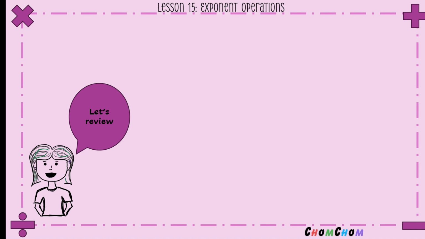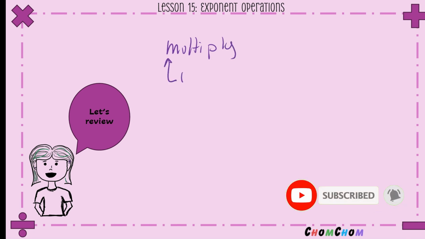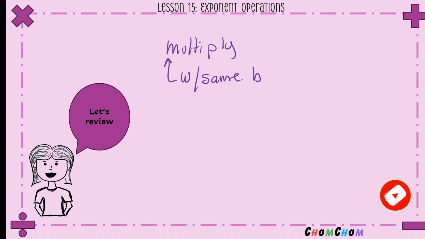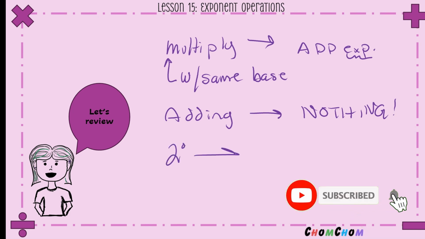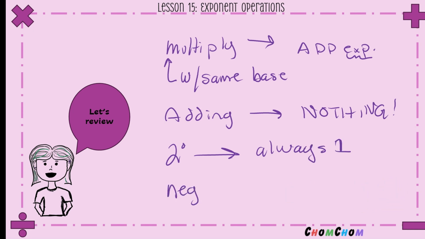Alright, now let's review. So multiply, of course this is with the same base, add exponents. This is shorthand for exponents. So now we're saying we're adding, do nothing. We do not combine exponents. Now let's say 2 to the 0, always 1. Negative exponents, subtract.